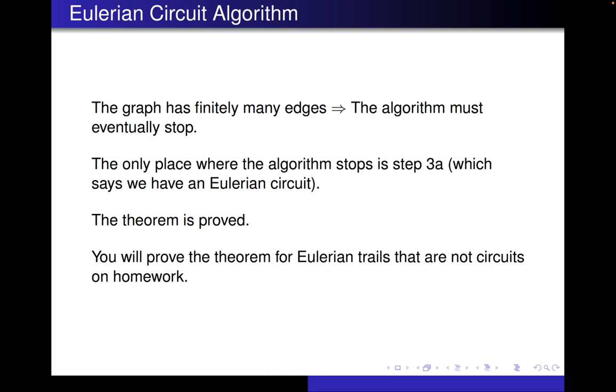All right, so what you're going to do is prove the other direction for the Eulerian trail theorem, the one that says if you have an Eulerian trail that is not a circuit, then precisely two vertices have an odd degree. You're going to prove that on your homework using the same principles.